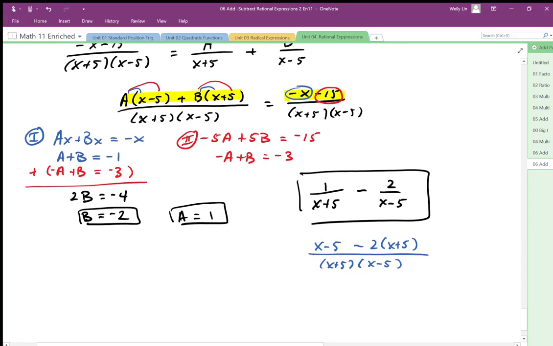When we do this, we can see that we end up with x minus 2x, which is negative x, and negative 5 minus 10, which is negative 15. And that's all over my common denominator of x plus 5, x minus 5. So I can add this back together to get back to where I started from.